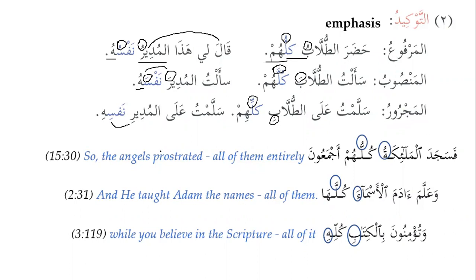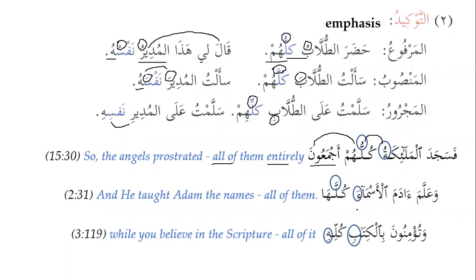Now, if you look at the examples from the Quran, فسجد الملائكة كلهم أجمعون. As we can see here, أجمعون is also used for emphasis. It is the plural of أجمع, and أجمعين is also used a lot in the Quran. So here it is double emphasis. You see how powerful this idea is: all the angels prostrated, all of them entirely, not even a single one of them was left. And the one that was left was Iblis, not an angel, a jinn.